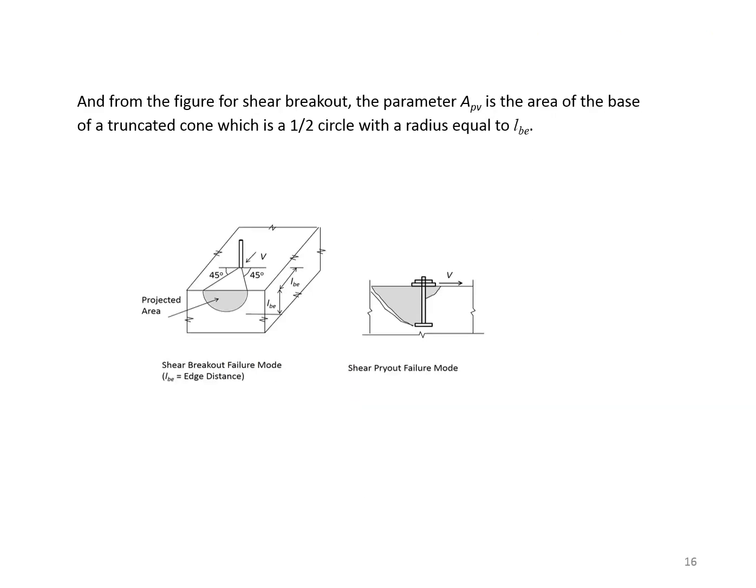And from the figure for shear breakout, the parameter A_PV is the area of the base of a truncated cone, which is 1/2 circle with a radius equal to L_BE. Therefore, A_PV is pi L_BE squared divided by 2.